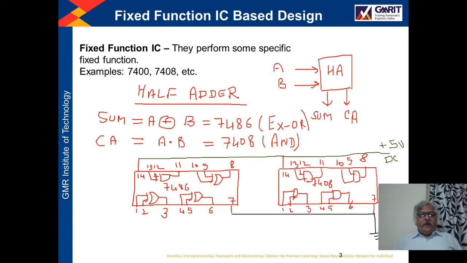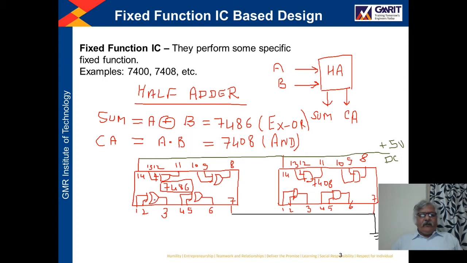So in this way, in a fixed function IC, internally these gate logic is already implemented. So design engineer simply he will go to the market, purchase these ICs. Now to implement sum, what he will do? He will concentrate on 7486 IC, right? He will concentrate on this IC and he requires one XOR gate. Out of these 4 available XOR gates, he can choose any one.